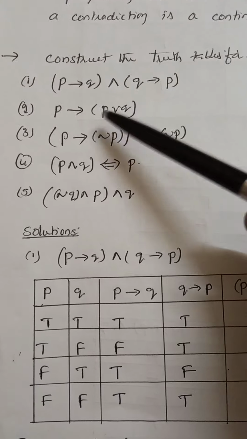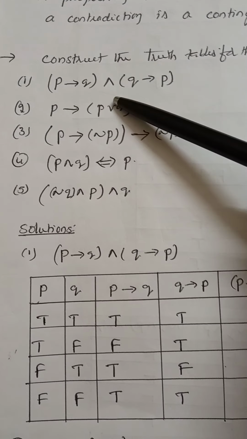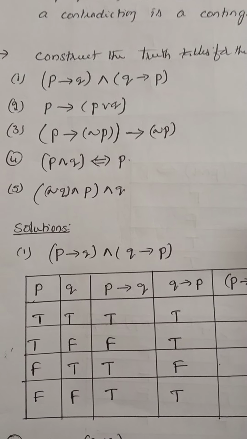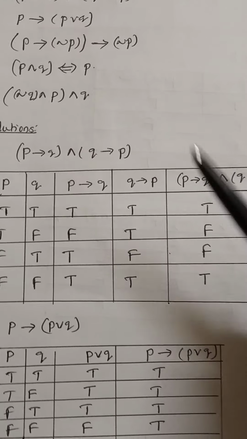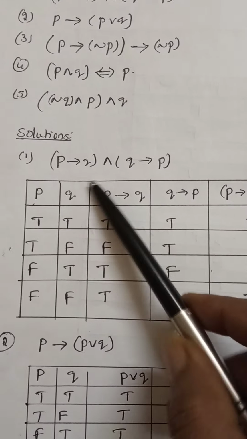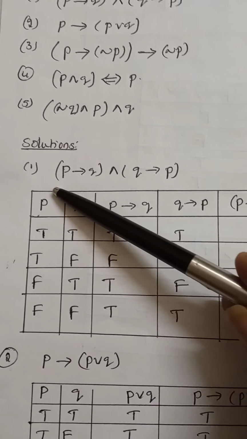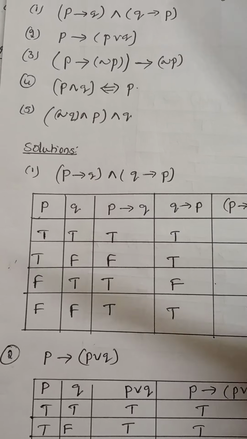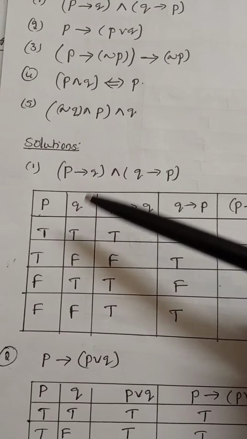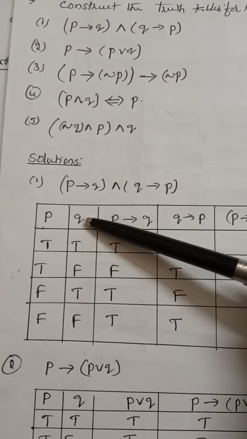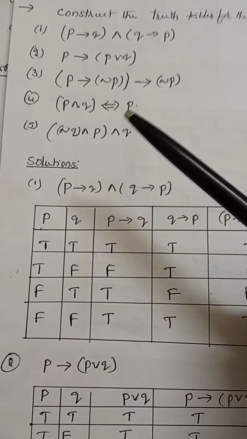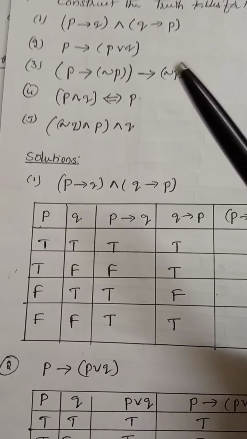For the first one, P arrow Q and Q arrow P. Right? Now see here, first one answer. First of all, how many variables are there? That means how many simple statements are there, that we have to identify first of all. Here P is a statement, Q is a statement. There is no other symbol, no? First of all, you have to write P, Q. And then we have to form the compound statements.